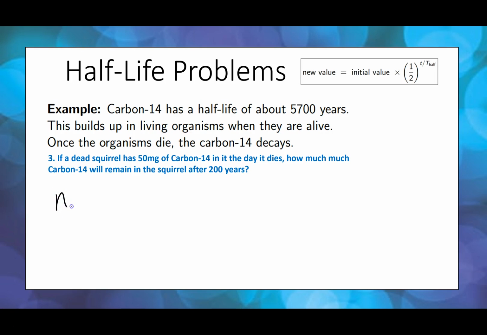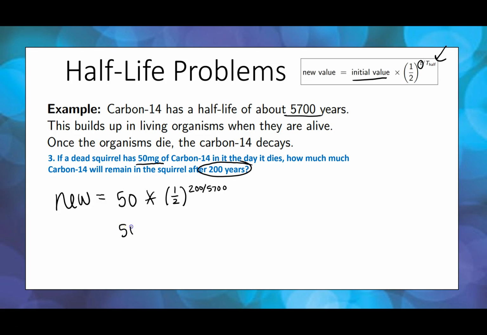That's all right. The new amount of carbon-14 is going to be my initial, which was, what's my initial? 50 milligrams. That's how much we have of carbon-14 to begin with, times 1/2 raised to the power of t. T is my amount of time, and in this case we're talking about after 200 years, divided by our half-life, 5,700. Now, I highly recommend putting the 1/2 as a 0.5. If you want to put it in 1/2, that's fine. Just make sure you put it in parentheses.